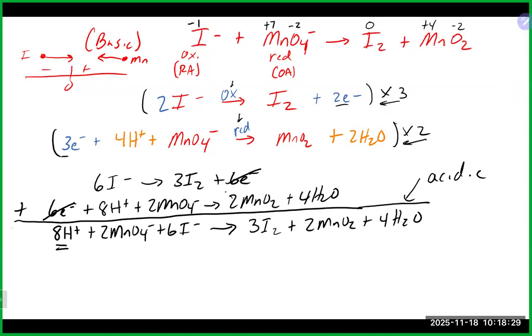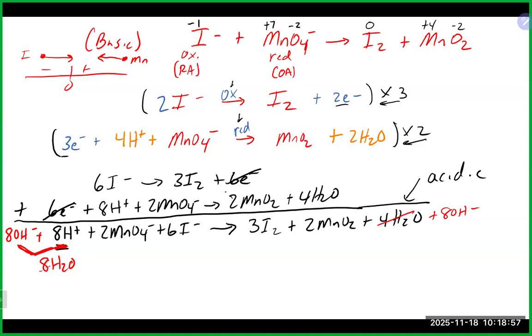And this is where we add OH minus to both sides, equal to the amount of H plus that we have. So in this case, we have 8 H pluses, so we're going to add 8 OH minuses to both sides. The side where we have OH minus and H plus will come together to make waters. And in this case, we have 8 waters from that. And usually that means you could do a little water cancellation.